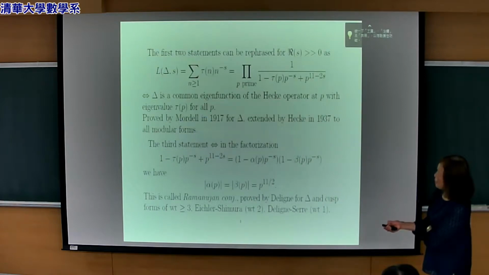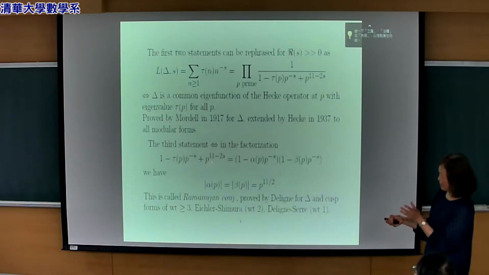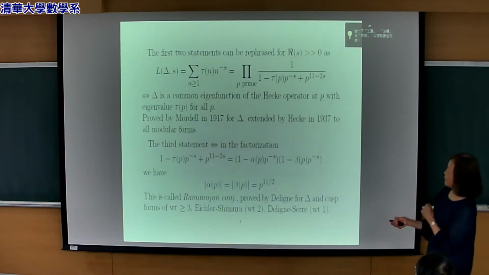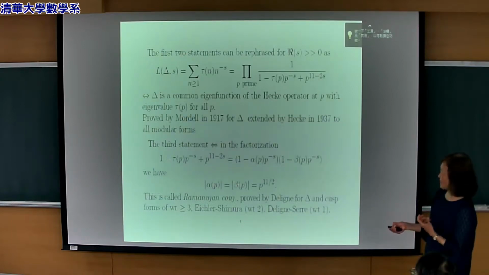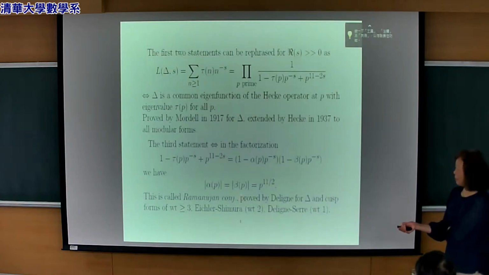So you have a polynomial of degree 2, and here we factored it to give a bound on this tau p. The way we say that means that the discriminant of this quadratic equation, this polynomial, is less than or equal to 0. So that's equivalent to saying that alpha p and beta p should have the same absolute value, in this case the square root of p to the 11. Okay. So this expression here is called the Ramanujan conjecture.